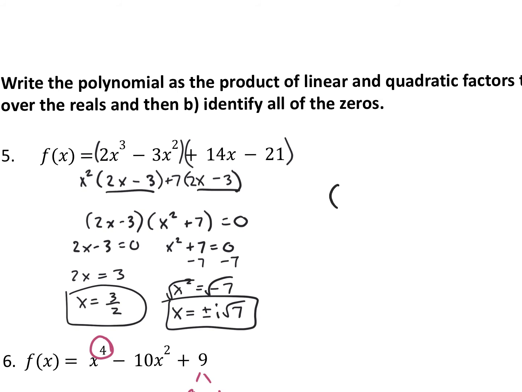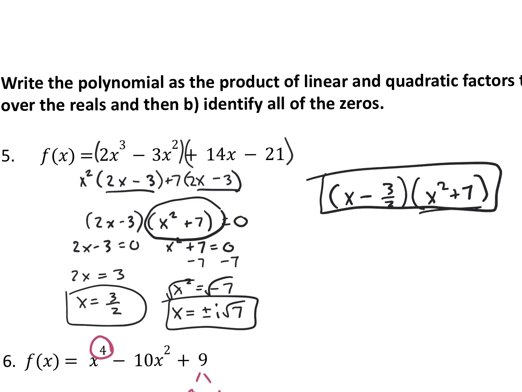So one of them would be x minus 3 halves. And then I can't put x minus i square root 7 because irreducible over the reals can't have i's in it. So what would go into my next parentheses? What's the one step before I solved? X squared plus 7. So this would be x squared plus 7. Irreducible over the reals can't have i's in it.